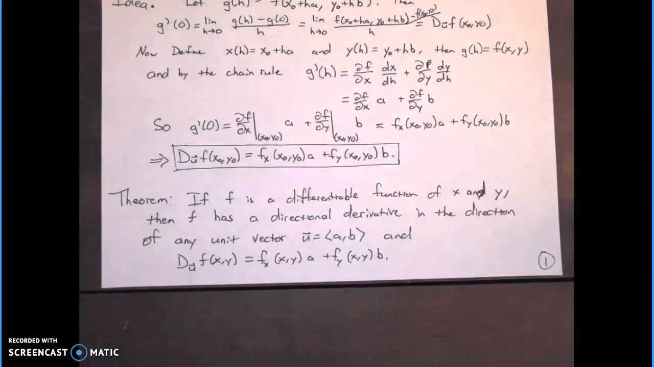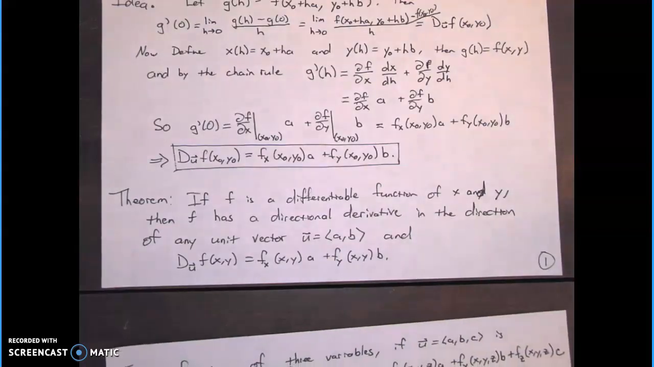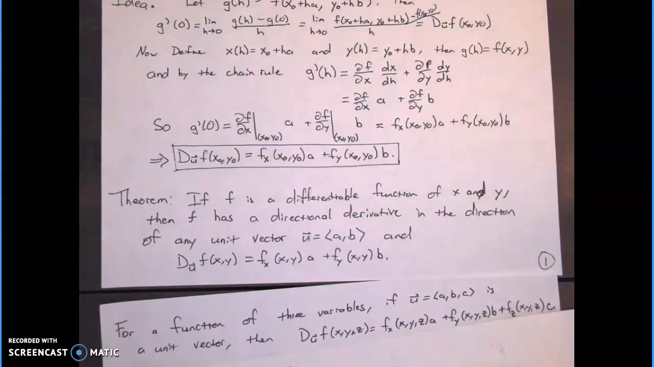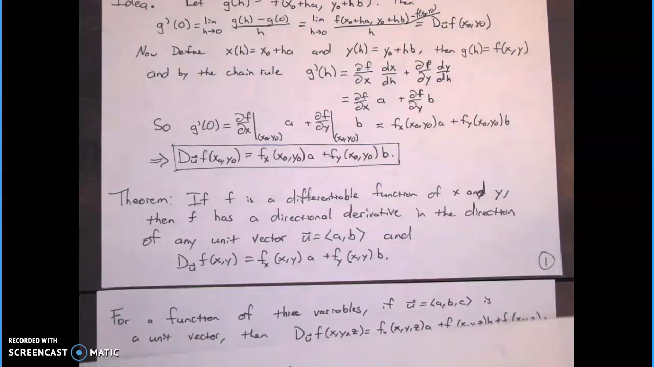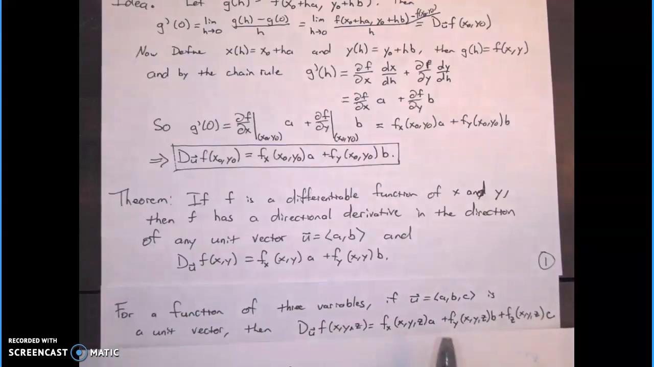If we look at differentiable functions of 3 variables, then we see that it is quite similar. The only thing that changes is now our unit vector has a third component. Our function is a function of 3 variables. And our definition of directional derivative has a third term that we're adding together. It's the partial derivative with respect to z times the third component of that unit vector.